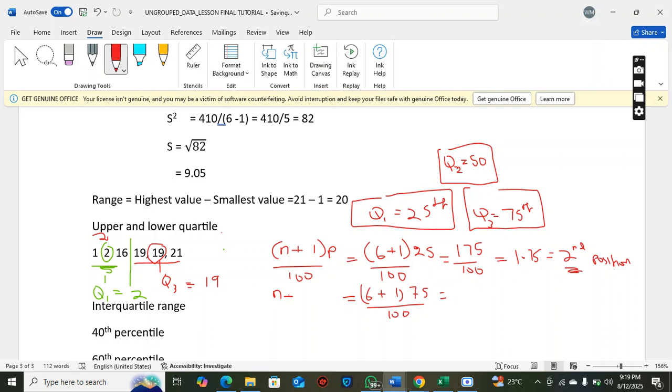Okay, the Q2 is the median, which we've already calculated. We already found the median. That's why I just went for Q1 and Q3. Because as I said, Q1 is the lower quartile, 25th percentile. Q3 is the upper quartile, 75th percentile. So we skipped Q2, the median, the 50th percentile, because we already calculated it earlier on.